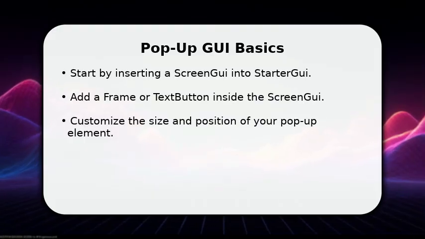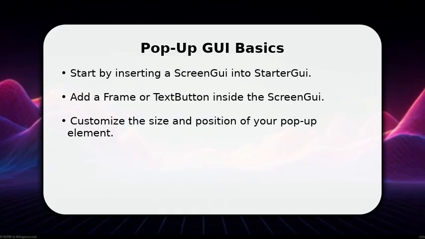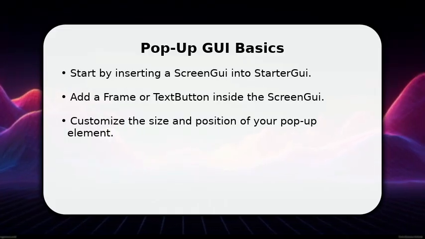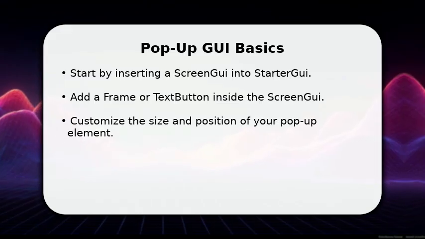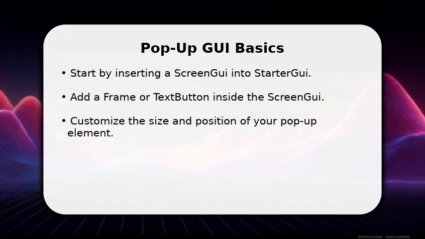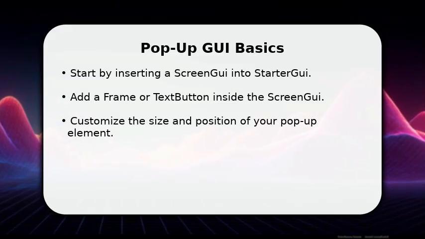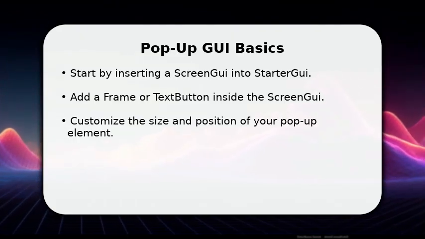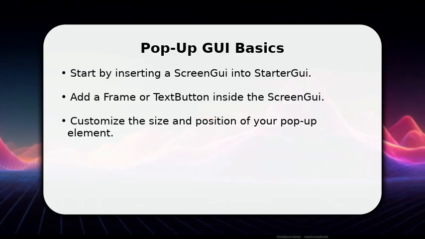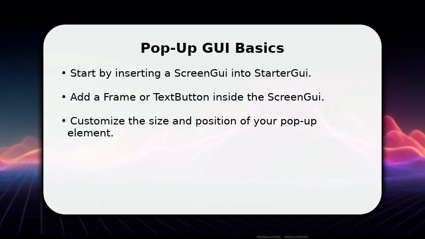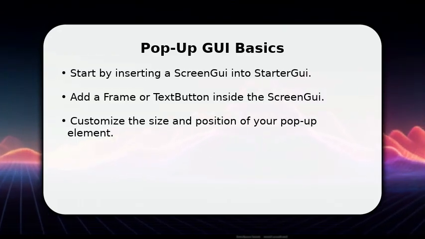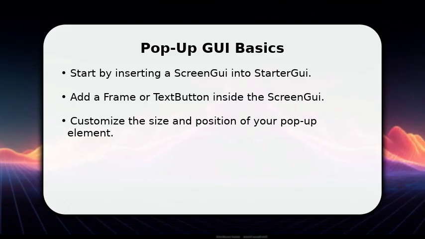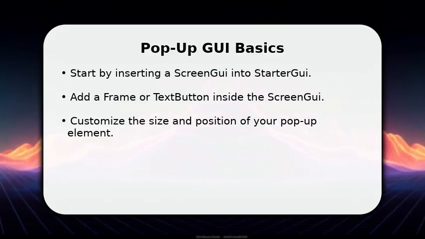In this video, I will show how to make a pop-up GUI in Roblox. First, open Roblox Studio and navigate to Starter GUI in the Explorer window. Insert a new screen GUI object there. Inside this screen GUI, add a frame or a text button, which will serve as your pop-up. You can then adjust its size and position using the Properties window to fit your design perfectly.